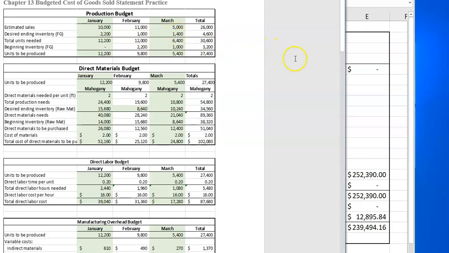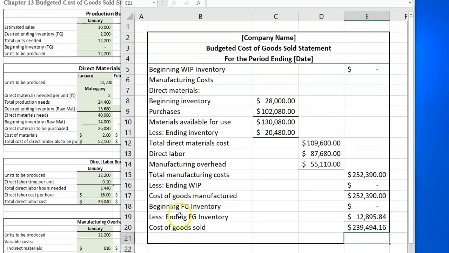Go ahead and do this several times. I promise you that you are definitely getting a problem like this on your exam, so please make sure you know that budgeted cost of goods sold statement. And happy studying.